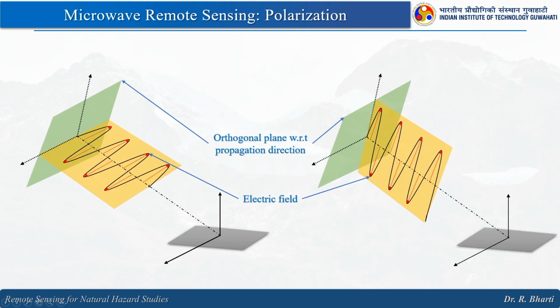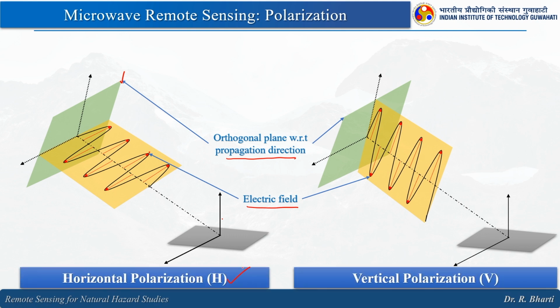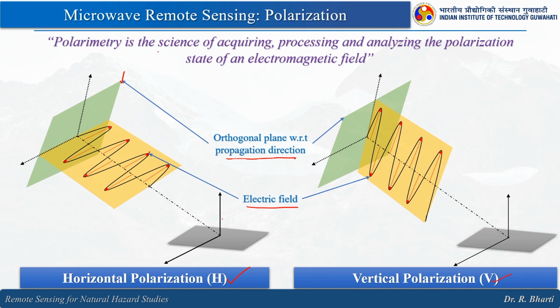Here you can see these are the planes orthogonal with respect to the propagation direction, and this is the electric field, here and here, and these are the axes, so that you will have the perception of 3D. So, this is H, horizontally polarized, and this is vertically polarized. Polarimetry is the science of acquiring, processing and analyzing the polarization state of an electromagnetic field.